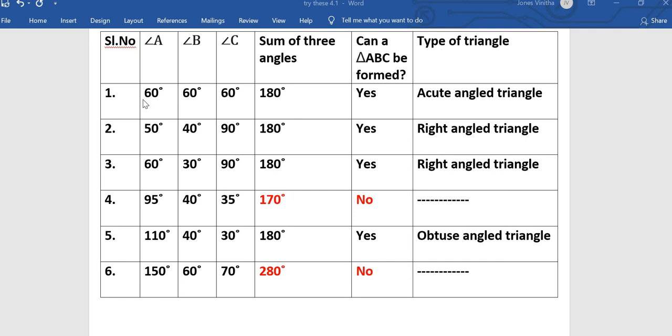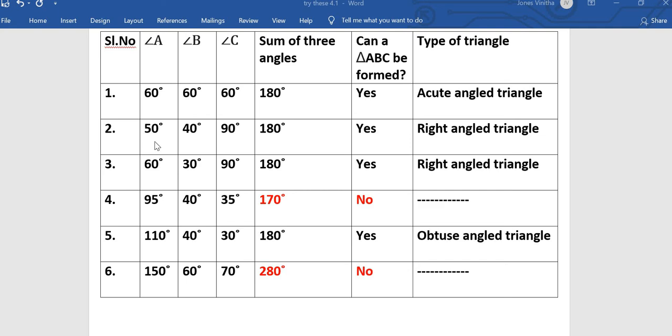See the first one, they have given 60 degree, 60 degree, 60 degree. If you add the three angles, you will get 180 degree. So sum of the three angles 180 degree இருந்துச்சுன்னு சொன்னா we can form a triangle. So yes. The three angles பாத்தீங்கன்னா they are less than 90 degree, so that is called acute angled triangle. Do you understand, children?